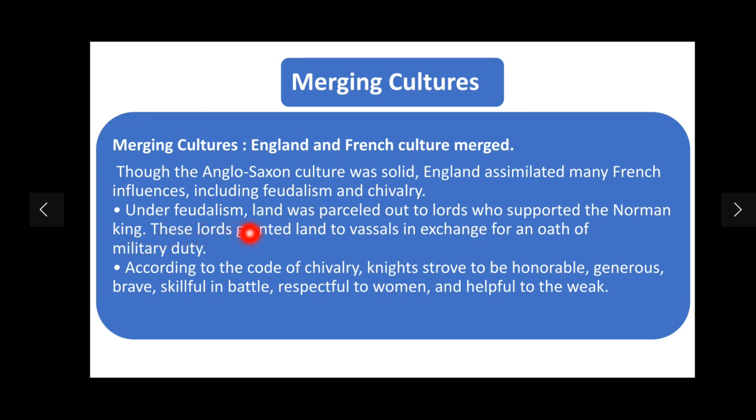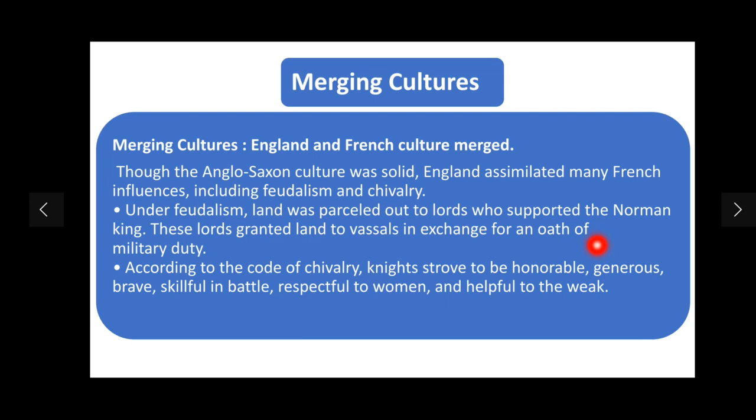Under feudalism, land was parceled out to lords who supported the Norman king, and these lords granted land to vassals in exchange for an oath of military duty. According to the code of chivalry, knights swore to be honorable, generous, brave, skillful in battle, respectful to women, and helpful to the weak.